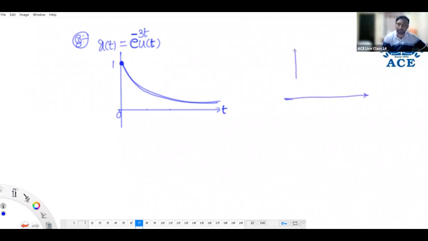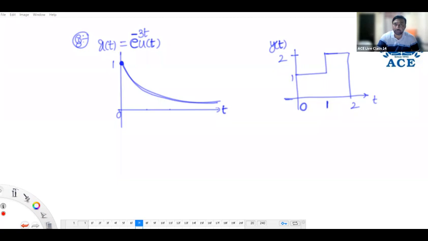Whereas, suppose we have chosen this function. What is the amplitude of y of t at t equals 1? For the y(t) signal, what is the amplitude at t equals 1? What is the amplitude of that second signal y of t at t equals 1? How much? What is the result?